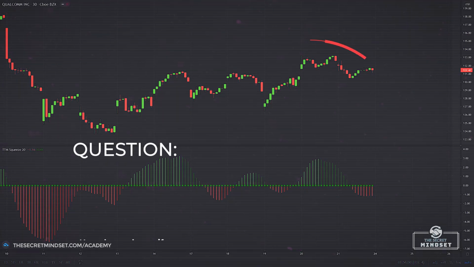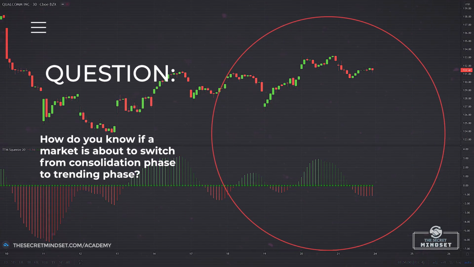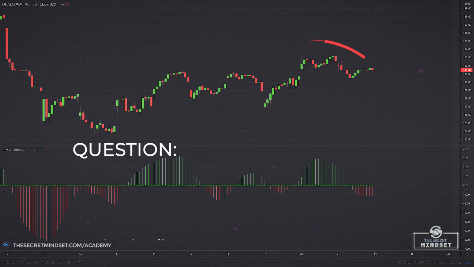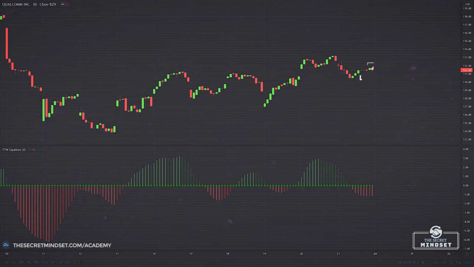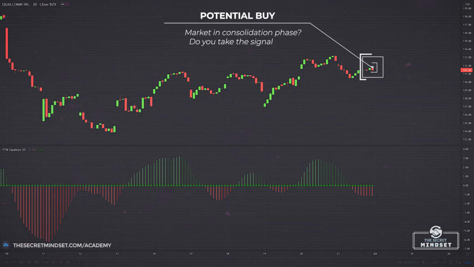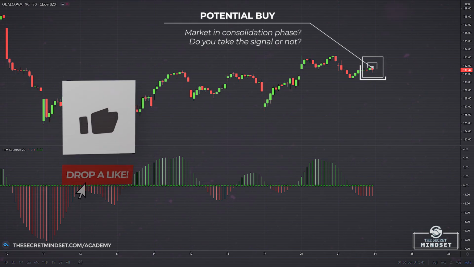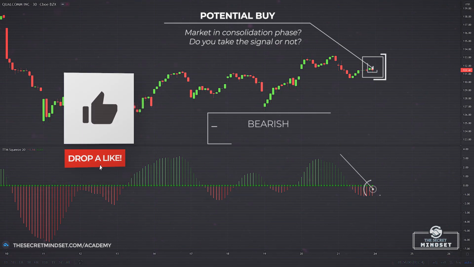How do you know if a market is about to switch from a consolidation to a full trend? This may be obvious in hindsight when you look at the previous charts, but in real time, this is a major challenge for all traders. You know the situation. You've got a setup that you like on a market that you follow, but the market looks like it's in a range. What do? You take the signal or wait.